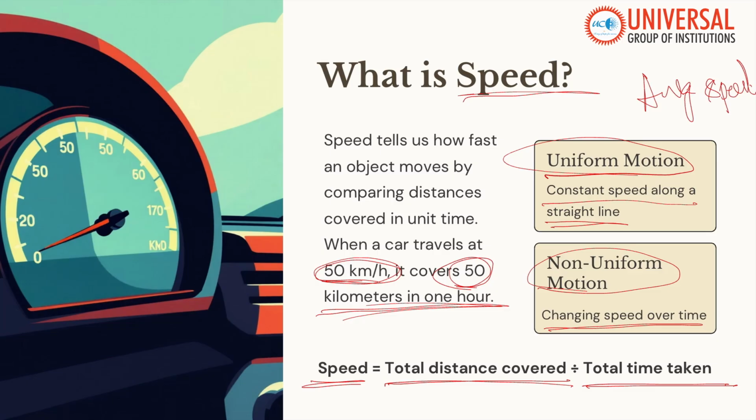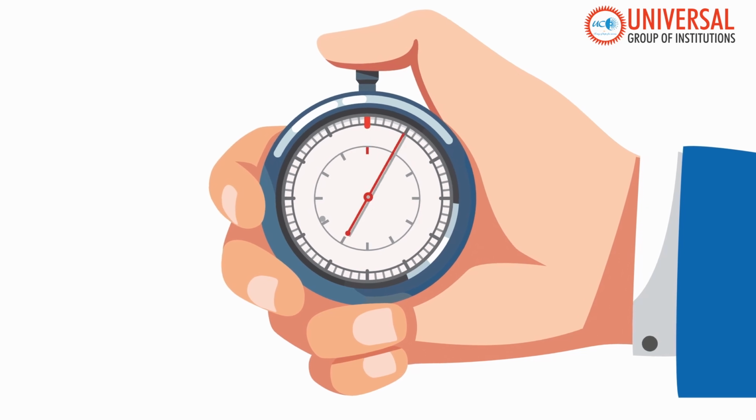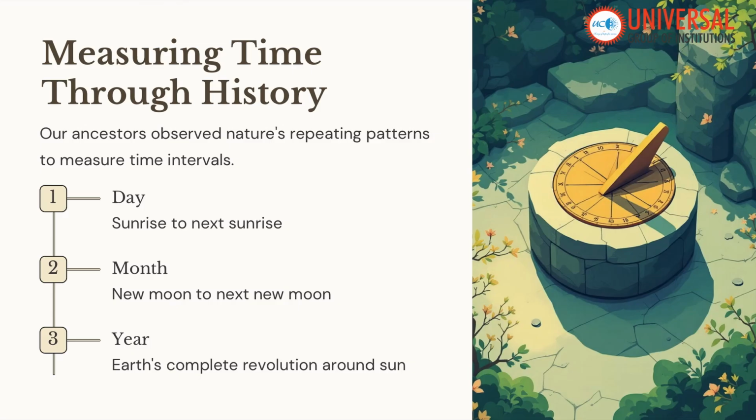So this is the non-uniform motion that we see in our day-to-day actions. To measure speed, we must be able to measure time accurately. Yes, if we are not able to measure the time, then we cannot measure the speed. So, historically, how did we used to measure time?